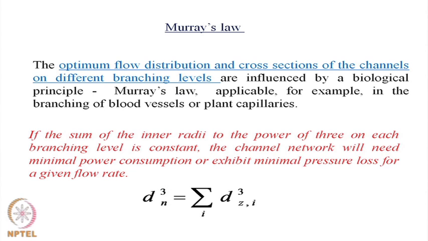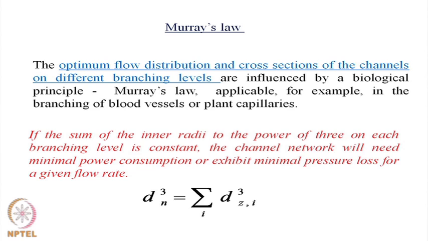And it has been mathematically shown that when the branching out follows this rule, that D cube is equal to D1 cube plus D2 cube, the pressure drop in such systems would be the least. And this was observed by Murray, and he proposed it as a law which is known as Murray's law. What it simply tells us is that if the sum of the inner radii to the power of 3 on each branching level is constant, then the channel network will need minimal power consumption or exhibit minimal pressure loss for a given flow rate.